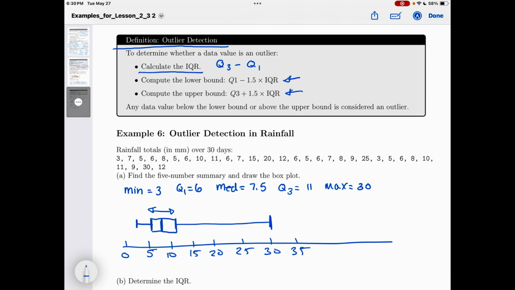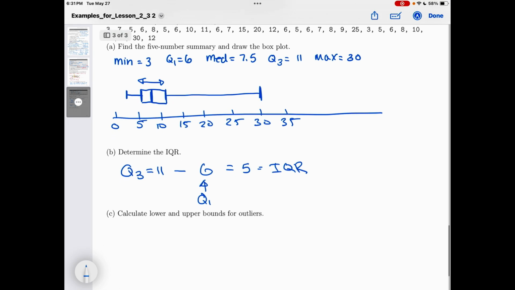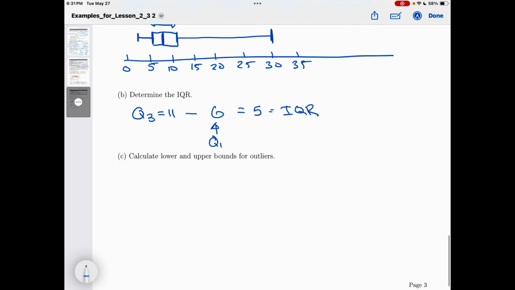So if we look back up here for part C, here are the formulas that we need to find our lower and upper bound to find outliers. To find the lower bound, I take Q1 and subtract 1.5 times the interquartile range. For the upper bound, I take Q3 and add 1.5 times the interquartile range.